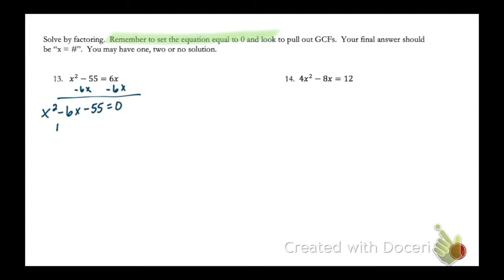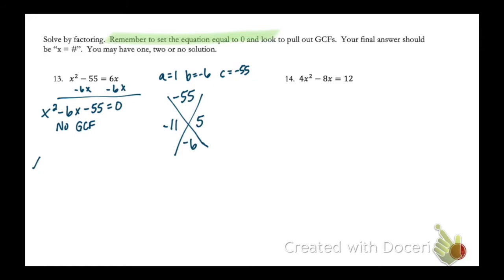And I can proceed now with looking for a GCF and setting up my x. So I don't see a GCF. My a is 1, b is negative 6, and c is negative 55. Setting up the x, I'm going to have a times c is negative 55, b is negative 6. My two factors are negative 11 and 5. So now I can factor by grouping.